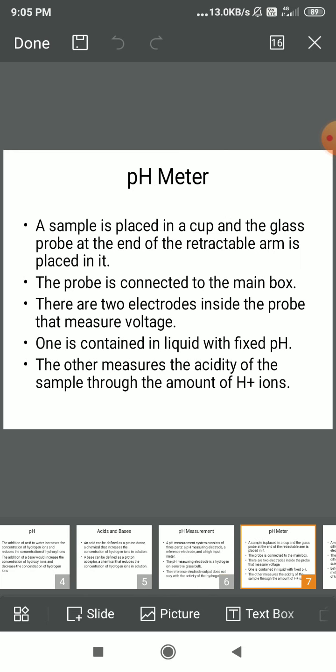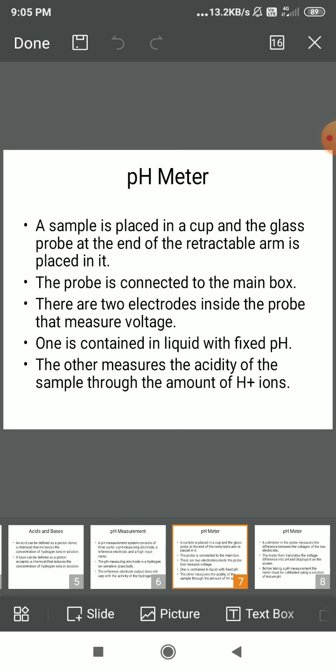Then the pH meter. A sample is placed in a cup and the glass probe at the end of the retractable arm is placed in it. The probe is connected to the main box. There are two electrodes inside the probe that measure voltage. One is contained in a liquid with fixed pH. The other measures the acidity of the sample through the amount of H plus ion.